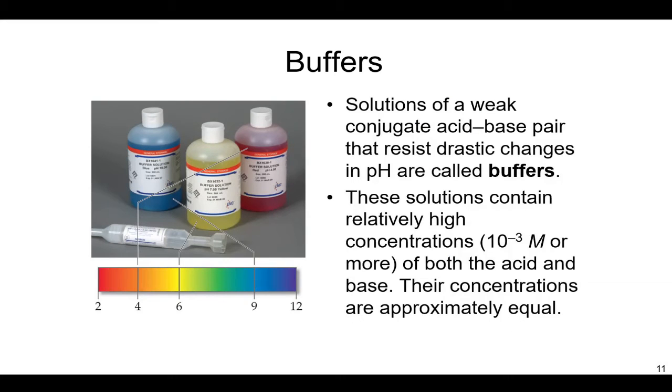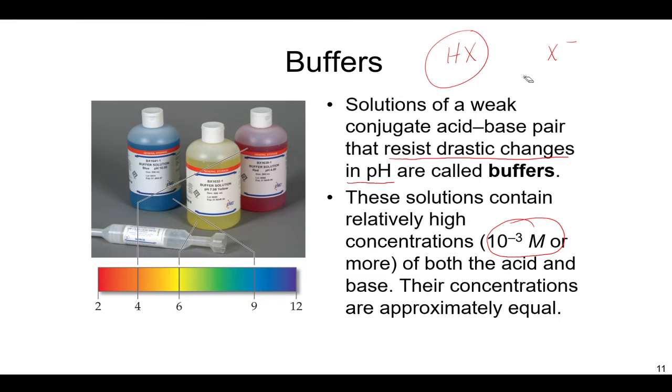Now, the by the book definition is a solution of a weak conjugate acid-base pair, and the point of the buffer, as is written here, is to resist drastic changes in pH. And they're going to be solutions that contain relatively high concentrations of this acid and its conjugate base pair, or a base and its conjugate acid pair. But you want the concentrations to be higher than 10 to the negative 3 molar, usually say 0.1 molar or so, of both the acid and the base.